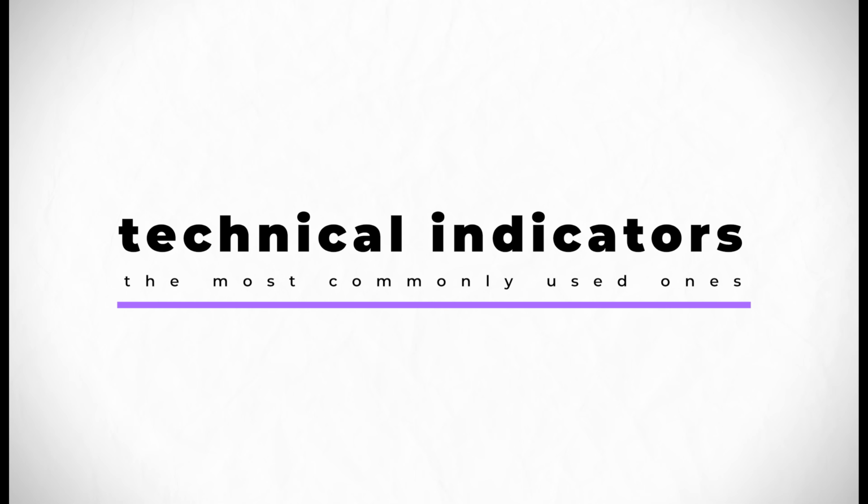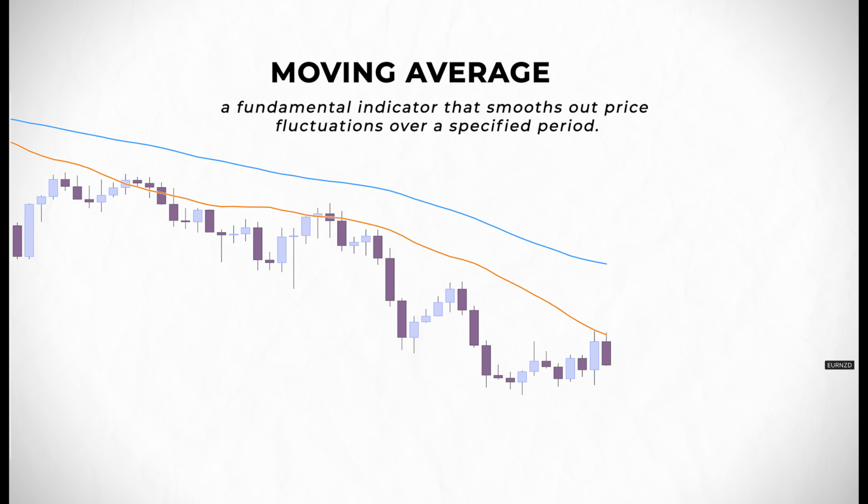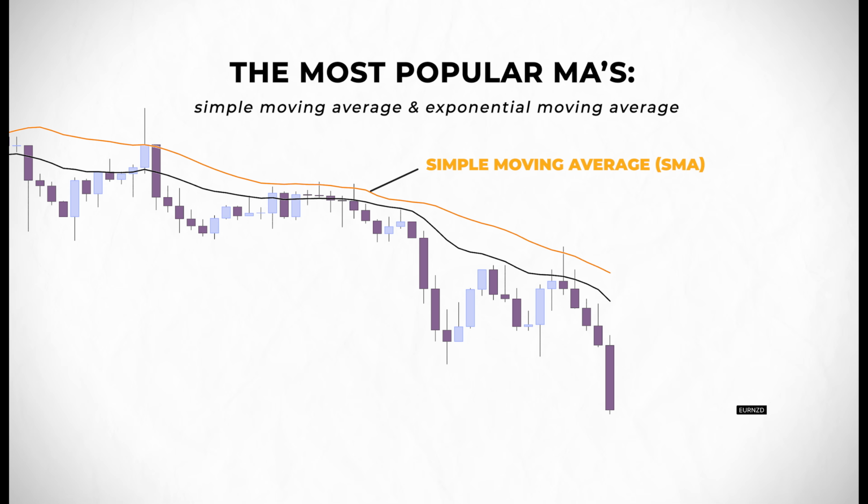So candlesticks and chart patterns tell part of the story, but to get the full picture of what's happening in the market, let's add technical indicators to our analysis. So the first indicator, and probably one of my favorites, is the moving average, and that's a fundamental indicator that basically smooths out the price fluctuations over a specific period. So the two most popular types are the simple moving average and the exponential moving average. The SMA calculates a pretty straightforward average of prices over a set period, while the EMA gives more weight to recent changes, making it more responsive to new market information.